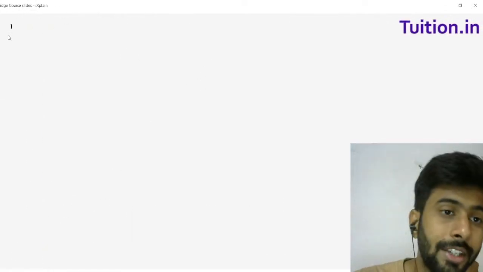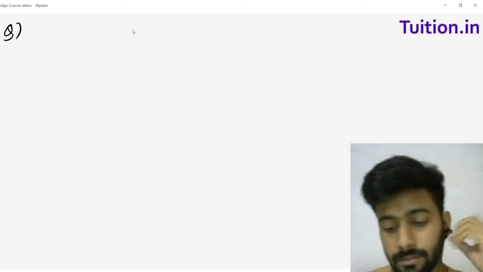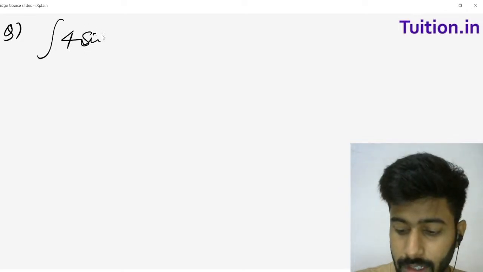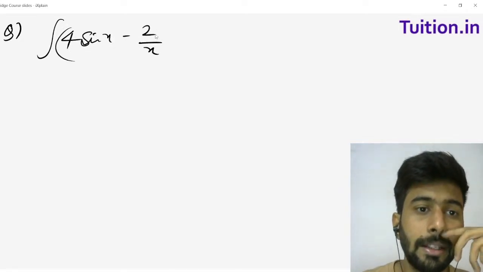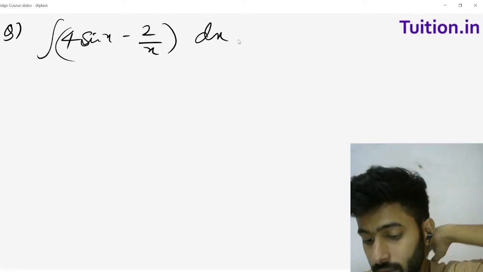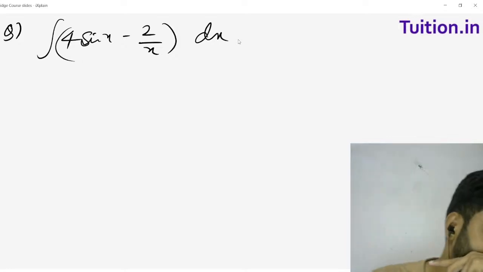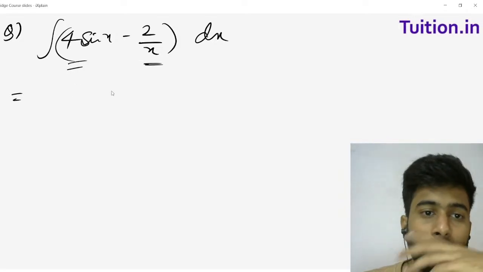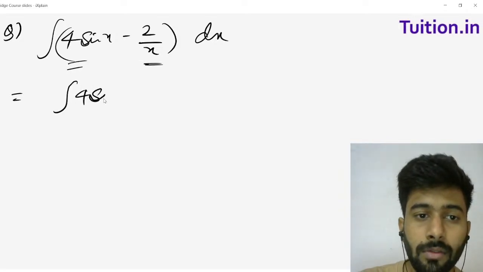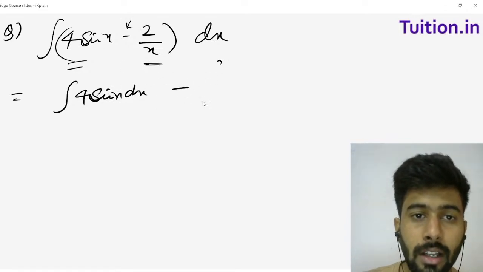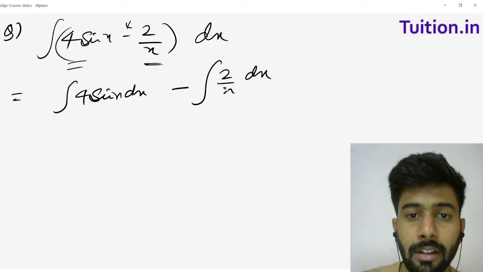Right, let's move on to the next problem for today. Integral 4 sine x minus 2 by x dx. If you want, you can sit with the sheet and do the problems with me, if you wish. How do you do this? Split this into two parts. 4 sine x dx is one part. There is a minus sign, so put that. And 2 by x dx is another part.